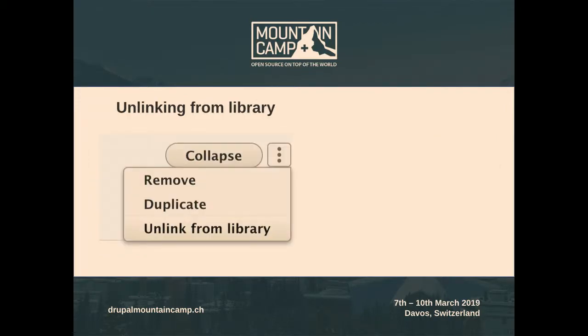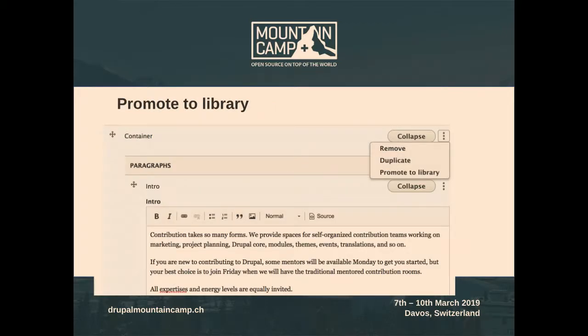There's also an option to unlink from library. So what it does, it just takes those paragraphs and creates them in an editable way. So if you have some specific page of sponsors where you want to add a new sponsor, which is only specific to that page, you can click unlink, and then you are only making changes on that specific page. You are not affecting any other usage of that library entity.